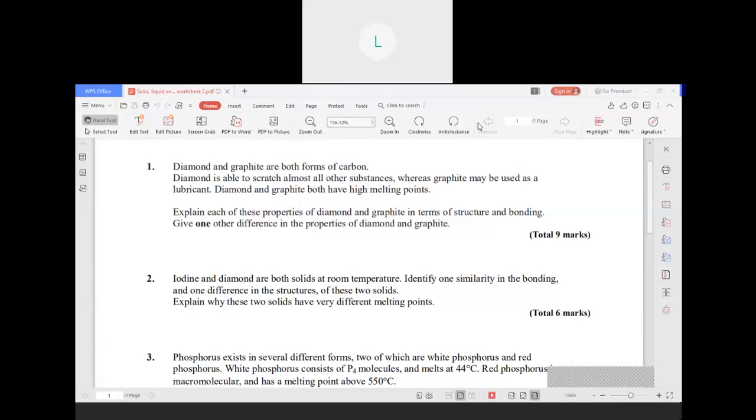The bond angle of carbon in diamond. What is the shape of diamond? The shape is tetrahedral. The bond angle is 109.5 degrees. Yes, 109.5. How about graphite, Lawrence?